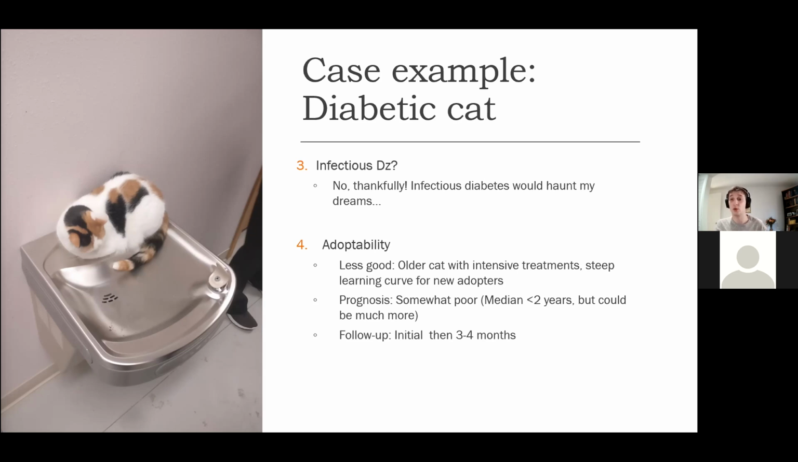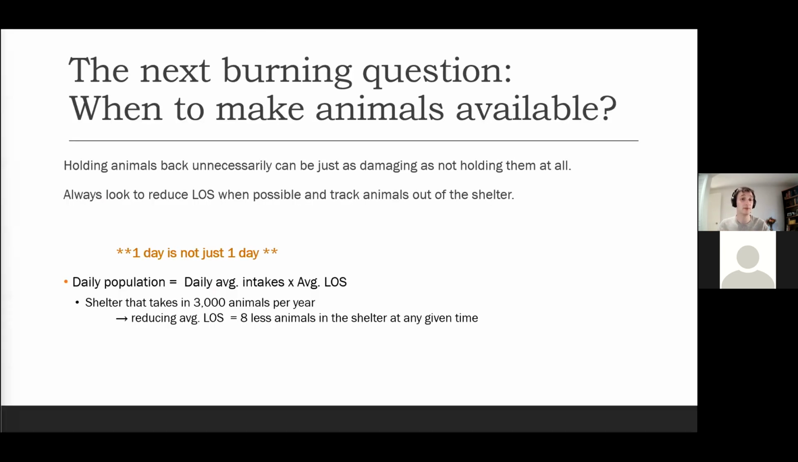But if I need to do the workup or if I cannot control them, it might be a case that we're not moving forward with. And I think that's a very valid approach also at the same time. So that mostly covers my process on who do I make available for adoption. But there remains a burning question of when do I make animals available for adoption?